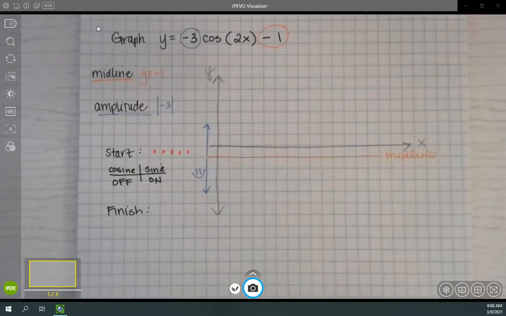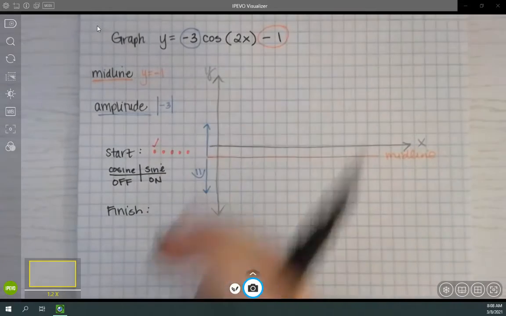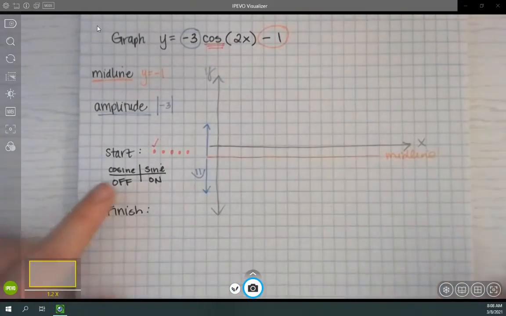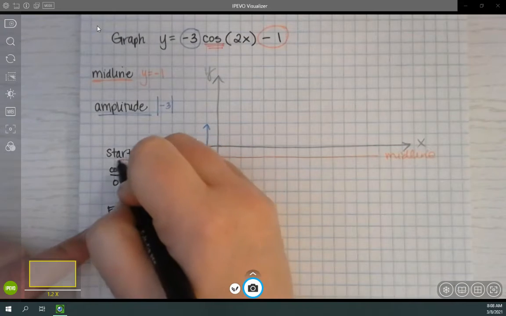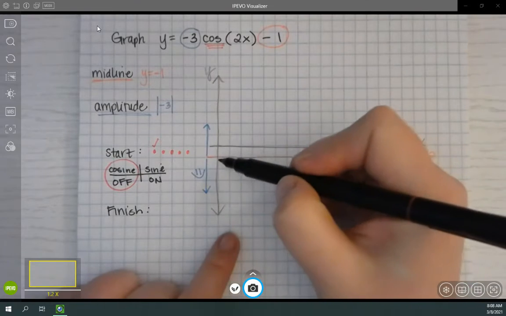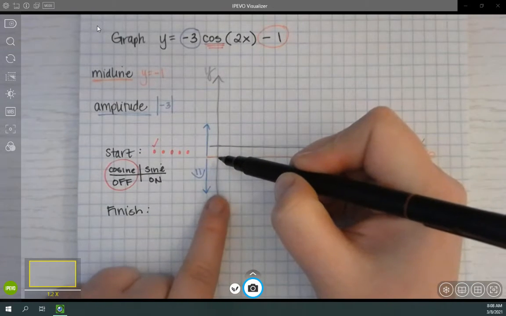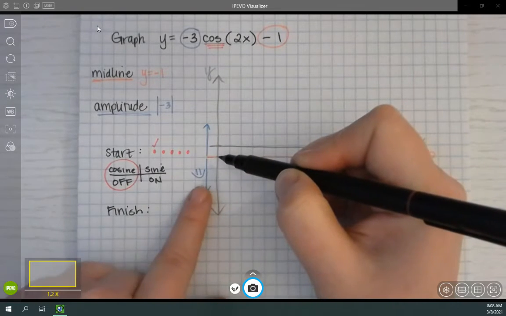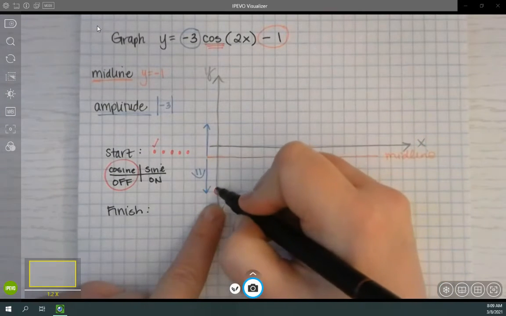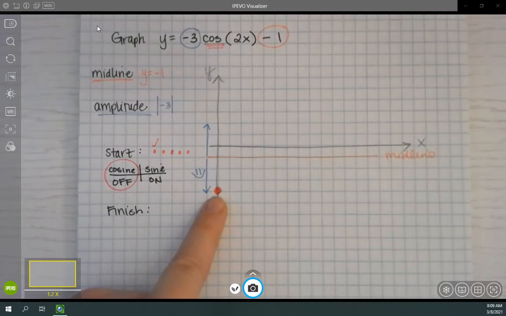Next, I have to figure out where my very first dot is going to be. So I'm looking for dot number 1. Now, is this a cosine or a sine graph? Coming up here, I'm seeing that it's a cosine graph. A cosine graph tells me I start off the midline. So here's my midline. I am not going to put my dot on the midline. I'm starting off the midline. Now, am I going to start up or down? I'm starting down because it's a negative amplitude. So I'm going to come down here and put my first dot off the midline, and this is where it's going to be.